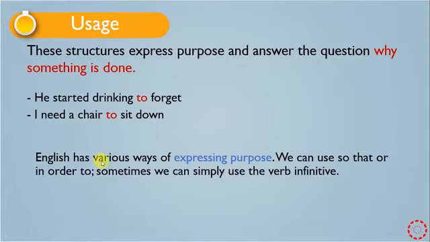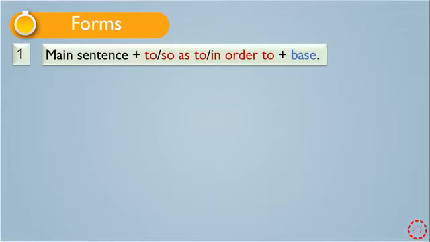English has various ways of expressing purpose. We can use so that or in order to. Sometimes we can simply use the verb infinitive. It means we use the verb base. The first form of expressing purpose: to, so as to, and in order to.